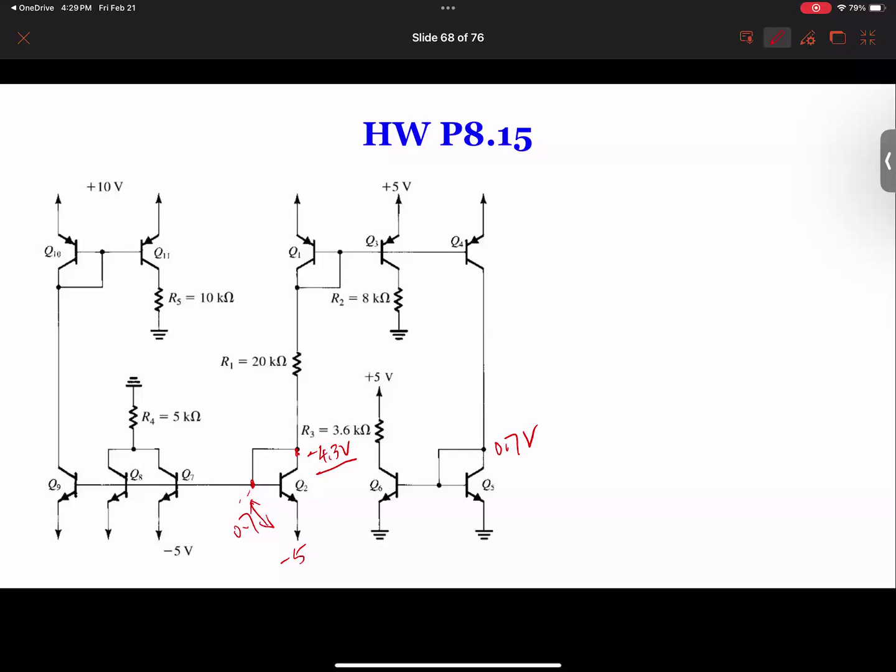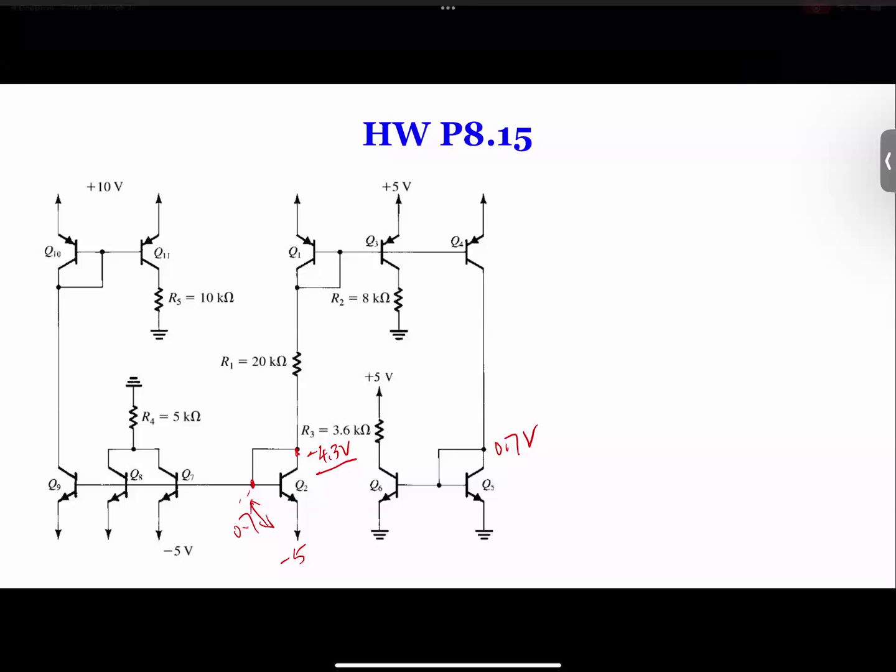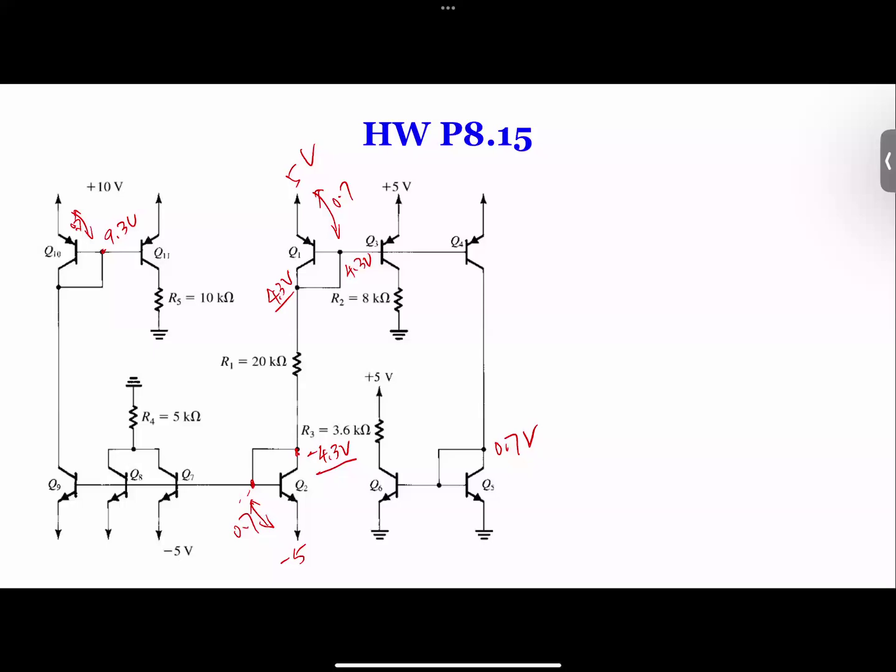We got that. And then from here, we also got the voltage over here, which is the voltage drop over here is 0.7. So 10 minus 0.7 gives you here 9.3 volts. So we got that voltage as well. And then we come to this side. From the top to here is 0.7 volts. So we have here 0.7, but the top is 5 volts. So 5 minus 0.7, we got the voltage over here is 4.3 volts.